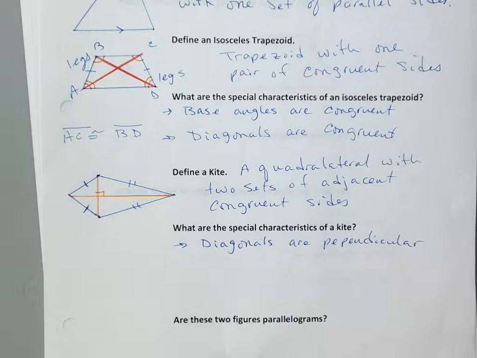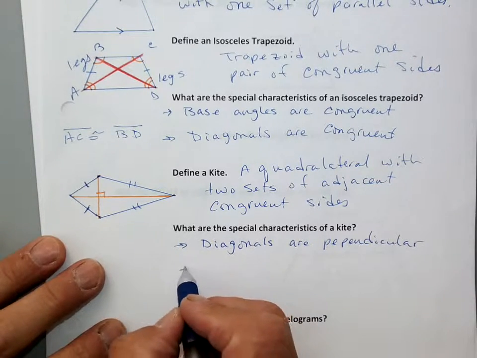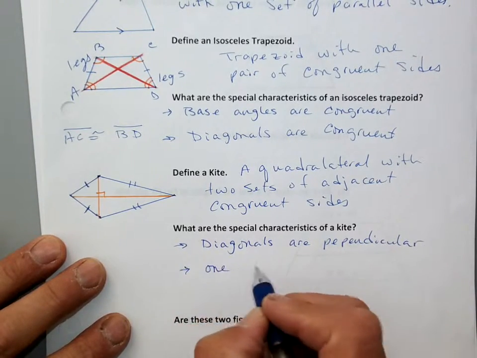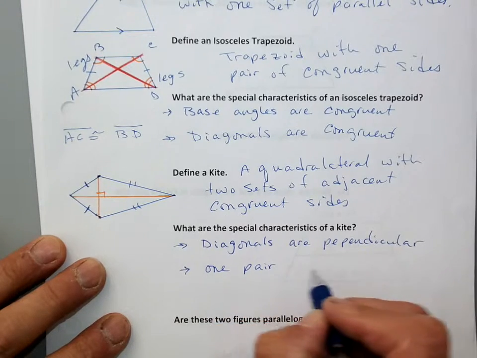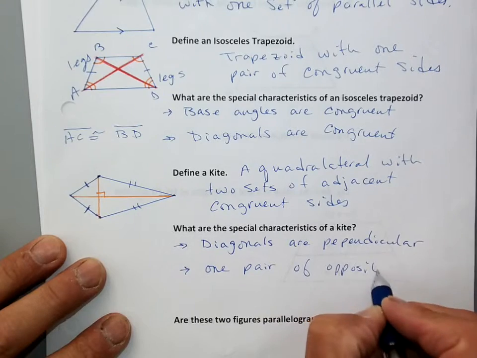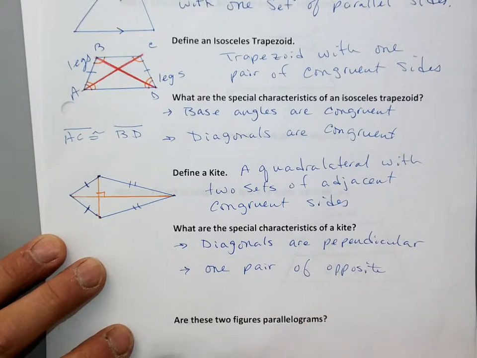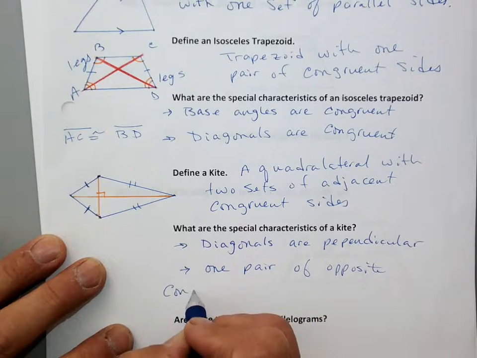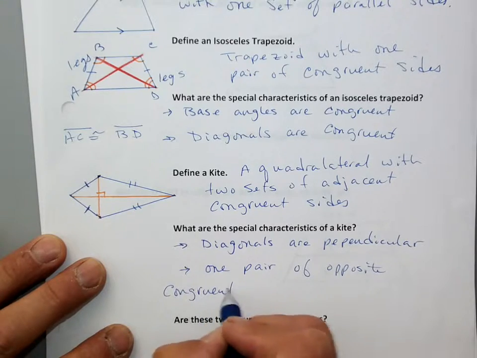Okay, what else? Well, one other characteristic about a kite is that it has one pair of opposite congruent angles.